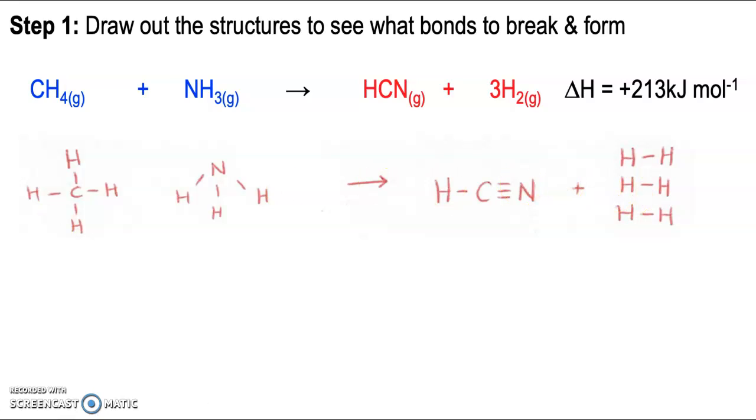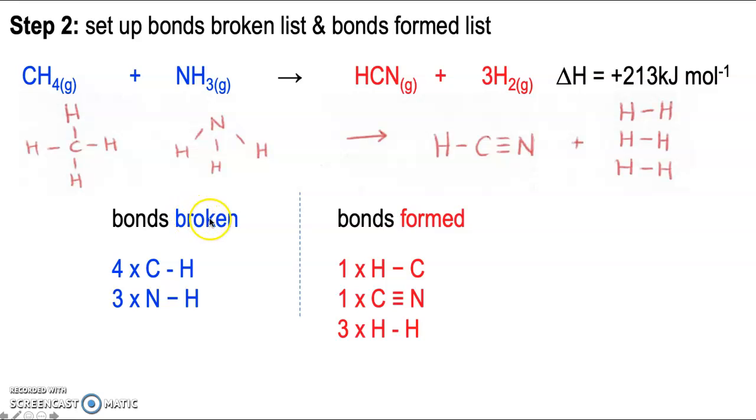Set it out like we always set out the simple ones, and that is with the bonds that need to be broken. So in this instance, you've got 4 carbon-hydrogen bonds that need to be broken and 3 nitrogen-hydrogen bonds. The bonds we're making is a hydrogen-carbon bond, a carbon-nitrogen, and then these 3 hydrogen-hydrogen bonds.